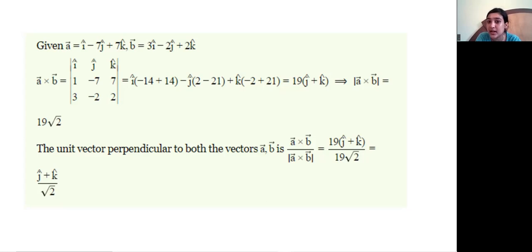Scalar quantities can be added, subtracted, multiplied, and divided like ordinary numbers. Like how you add normal numbers like 1 plus 2, 2 plus 3, in the same way you can add scalar quantities also. You can add, subtract, multiply, and divide. The same operations you perform on ordinary numbers, you can do for scalar quantities.